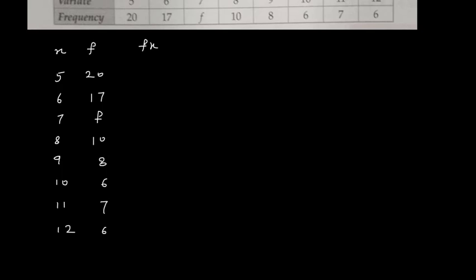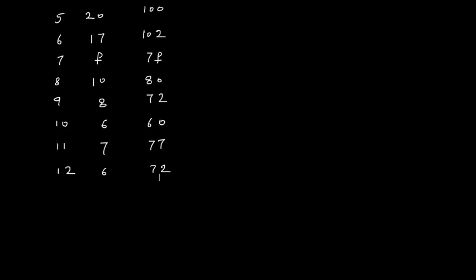So 5 into 20 is 100, 17 6s, so 6 7s are 42, 4 carry, 6 1 6, 6 plus 4 10. Then 7 into f you will get 7f, 10 into 8 you will get 80, 9 into 8 you will get 72, 10 into 6 60, 11 into 7 77, 12 into 6 72. Okay, now we will take the total.